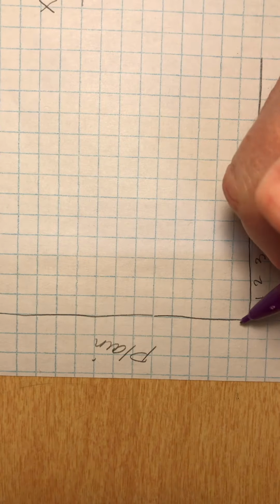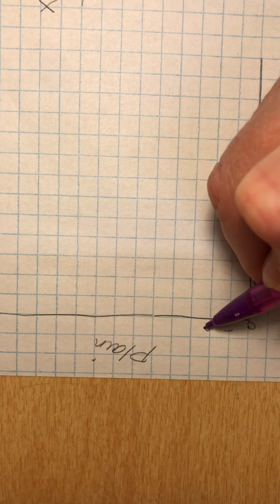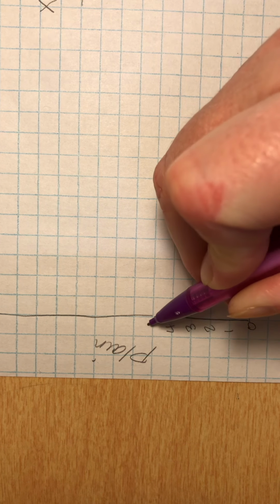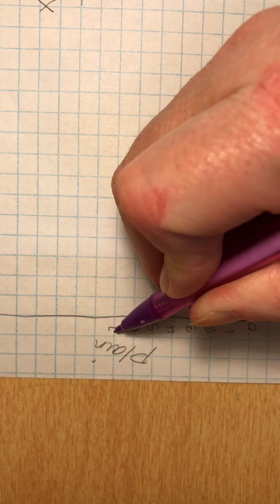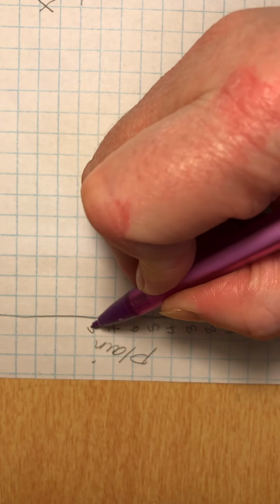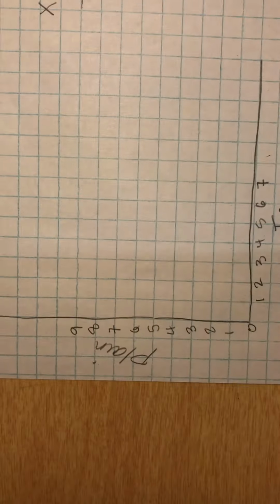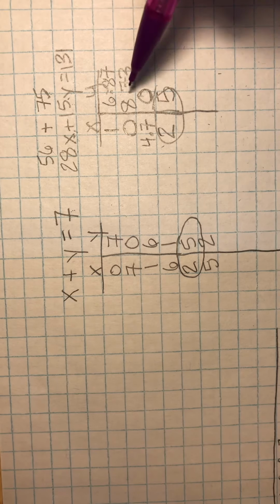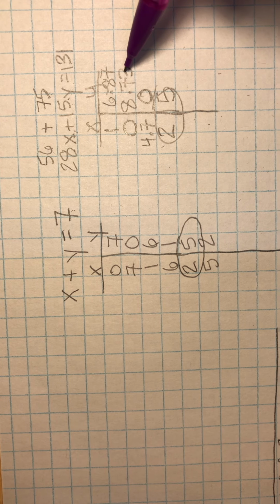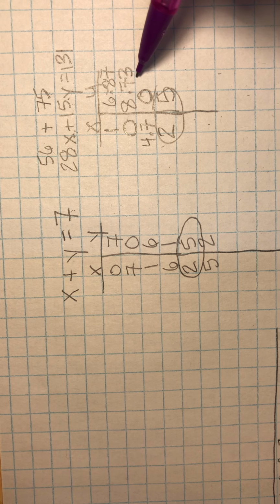Okay, and then same thing here. So this is 0 in the corner. 1, 2, 3, 4, 5, 6, 7. And I'm actually going to go to 9, because I have this coordinate here. That's my y-intercept. So I'm going to actually graph my y and my x-intercepts.